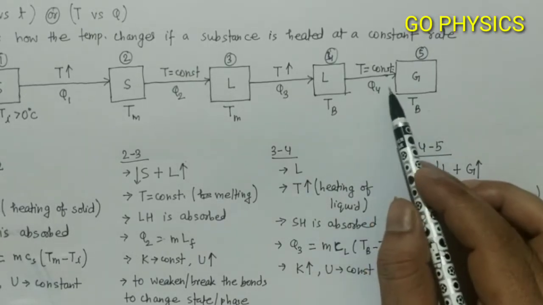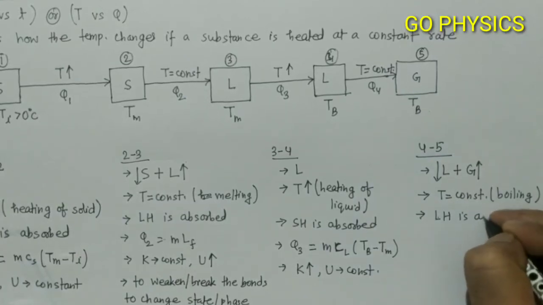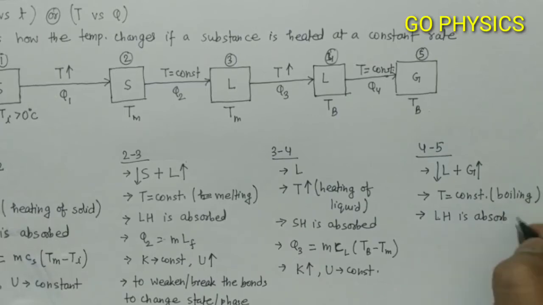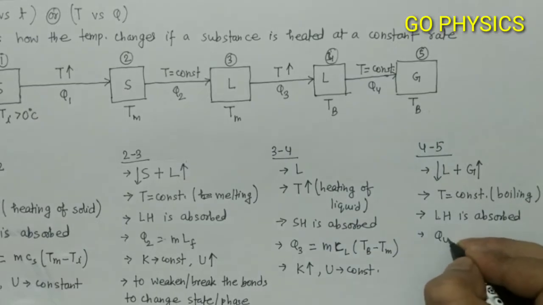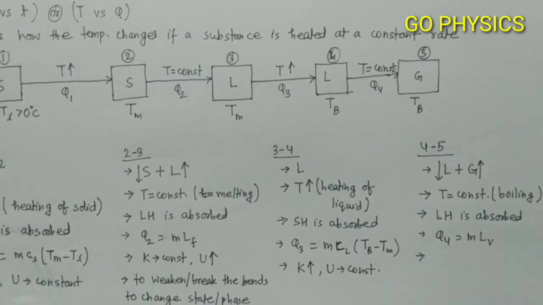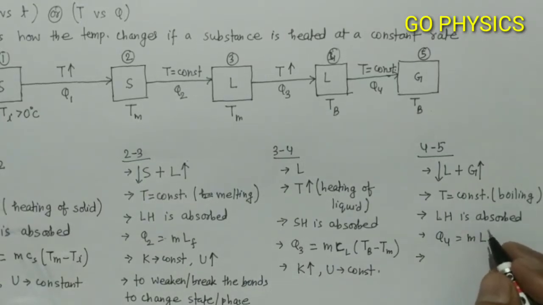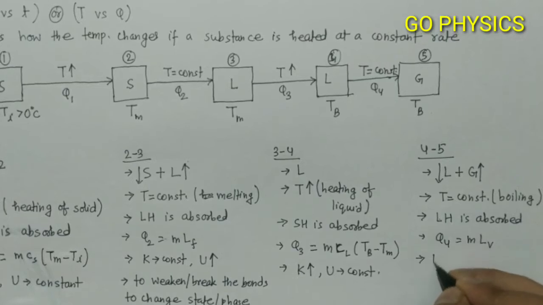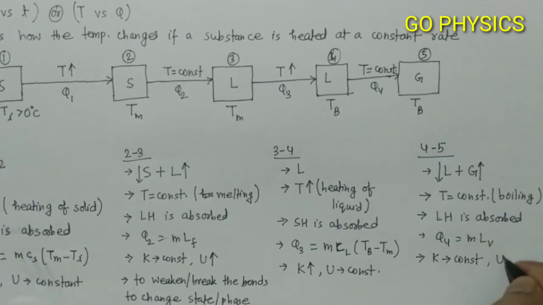The quantity of heat absorbed will be latent heat. Latent heat is absorbed by the system because the temperature of the system is not changing, and this latent heat quantity is Q4. So Q4 equals mass times the latent heat of vaporization of the liquid. And we know that during latent heat, the kinetic energy of the particles of the system remains constant, and the potential energy among the particles will keep on rising.